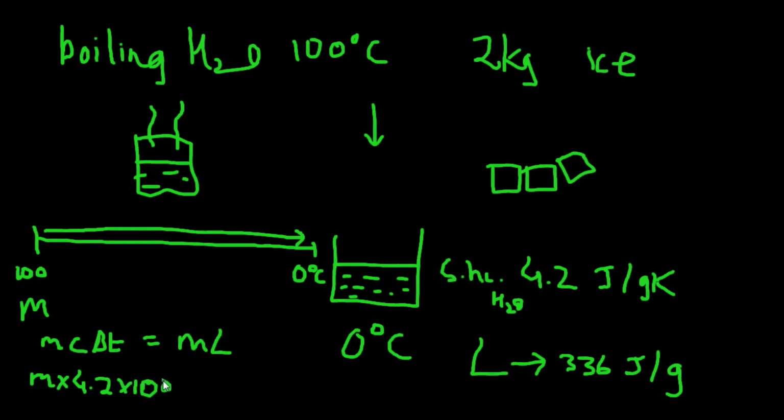Now the mass we've been given is 2000 grams, that's 2 kg, and 336 joules per gram. So since both are in grams, that's fine. So 2000 into 336. And I'm not doing the calculations, but what you should get in the end is m equal to 1600 grams. You'll get it in grams because we've used grams everywhere, and you can convert this to 1.6 kg.